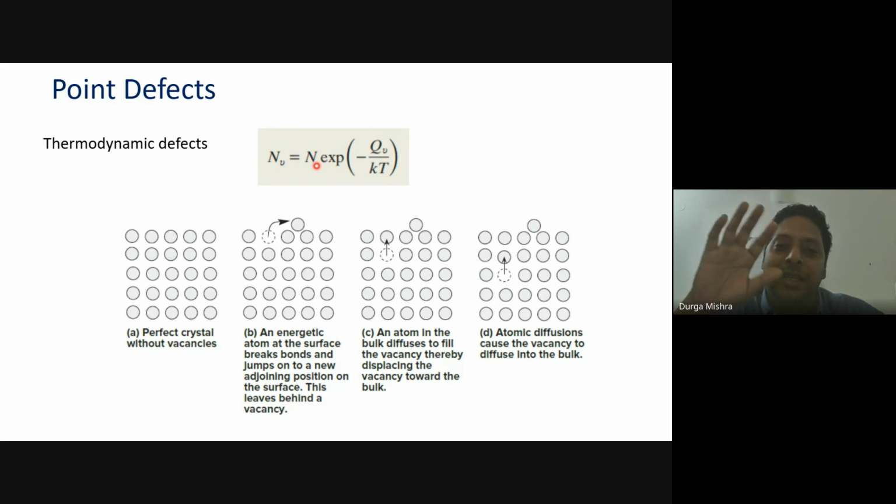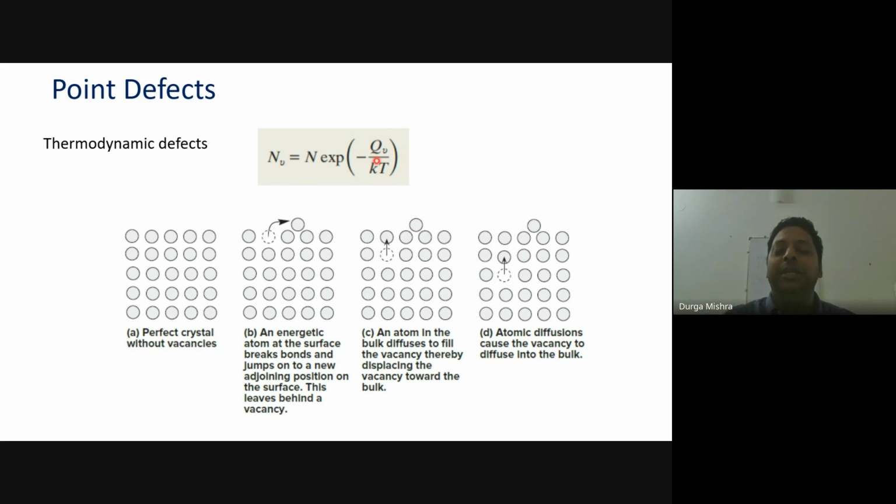So this n can be calculated from X-ray diffraction pattern as well. Once you know n, you need to know this Q_V at a particular temperature. Q_V is called the activation energy to create a vacancy. So you need a certain amount of energy to knock out one of the atoms from its position.